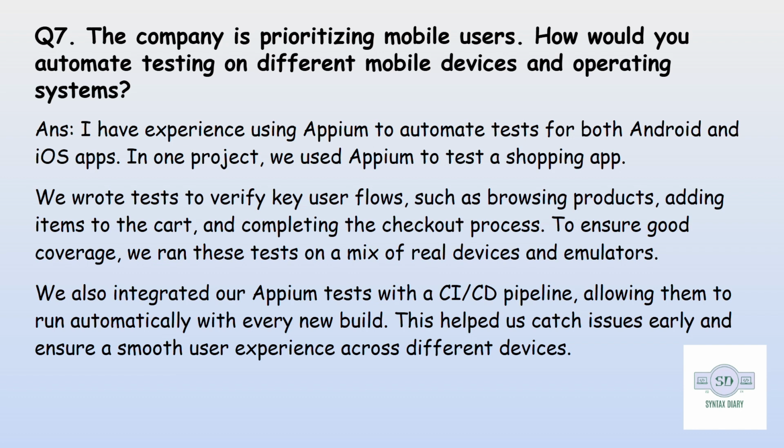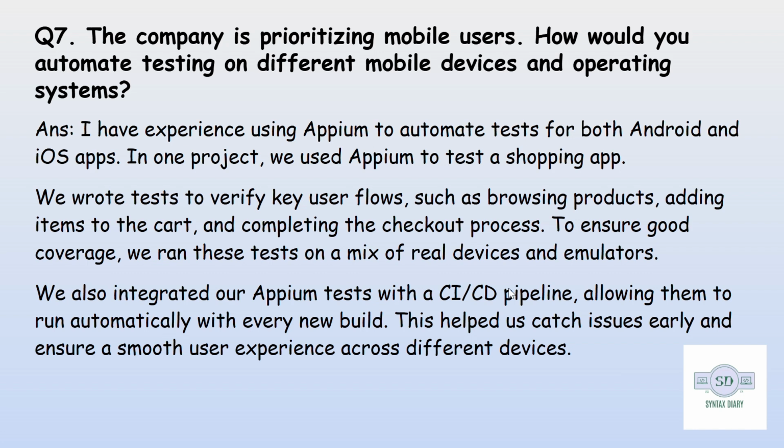We wrote tests to verify key user flows such as browsing products, adding items to the cart, and completing the checkout process. To ensure good coverage, we ran these tests on a mix of real devices and emulators. We also integrated our Appium tests with a CI/CD pipeline, allowing them to run automatically with every new build. This helped us catch issues early and ensured a smooth user experience across different devices.